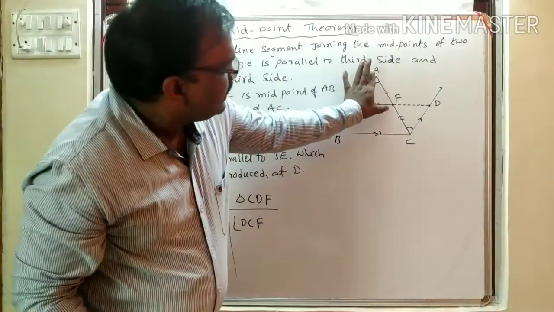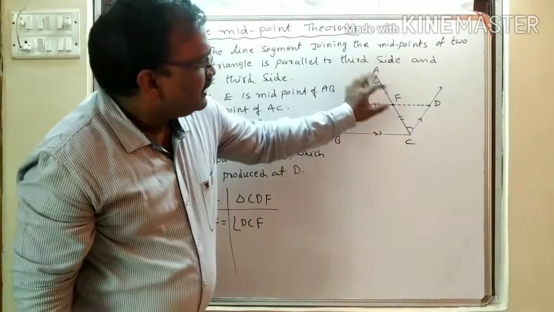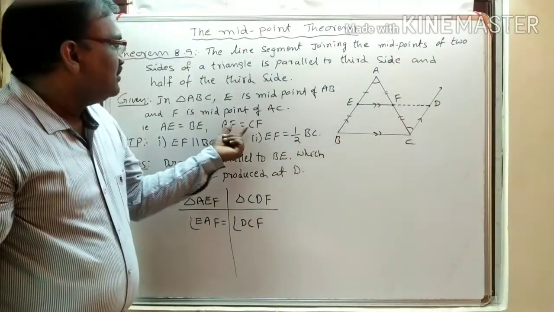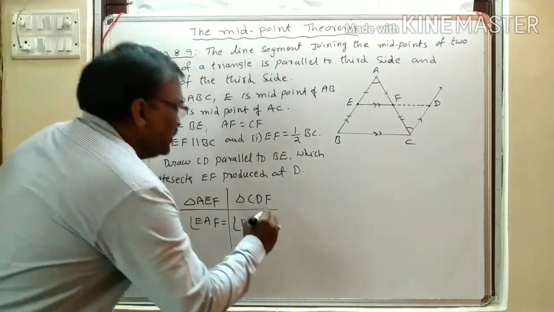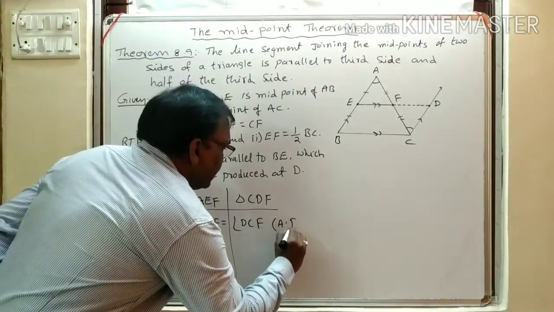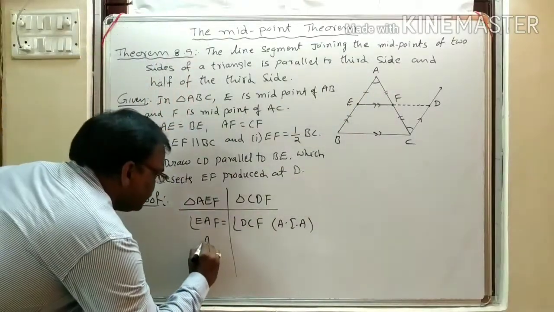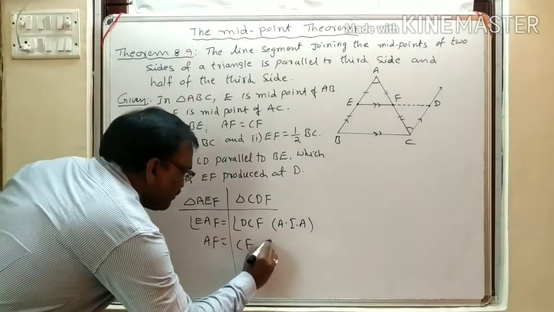Next, what is AF and CF? AF is equal to CF. Why? F is midpoint. So AF is equal to CF. This is given. These are alternate interior angles.